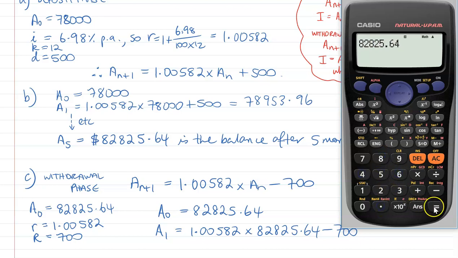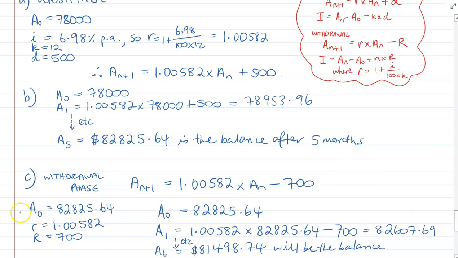So enter in the new principal value, multiply it by the rate, subtract the regular withdrawal amounts. After the first month, we have $82,607.69, and we want to go all the way to that 6 months further. So 2nd, 3rd, 4th, 5th, 6th month, the balance will be $81,498.74. So that answers our part D.